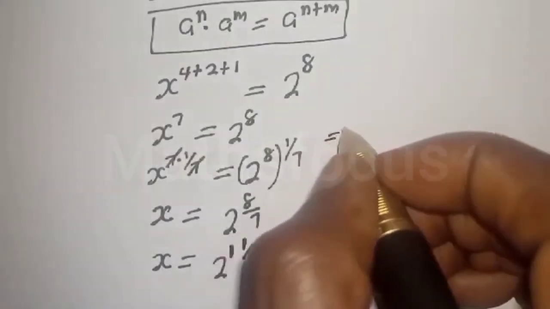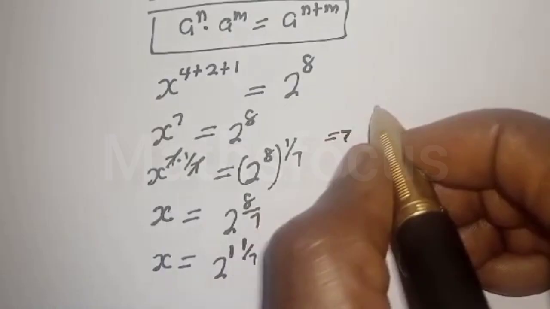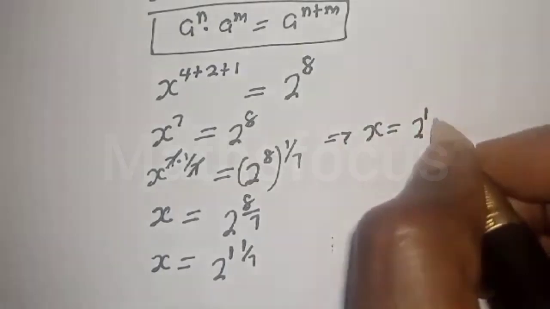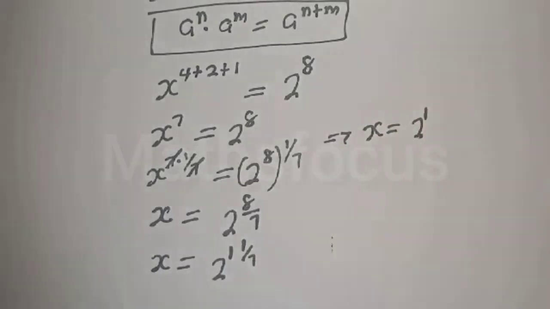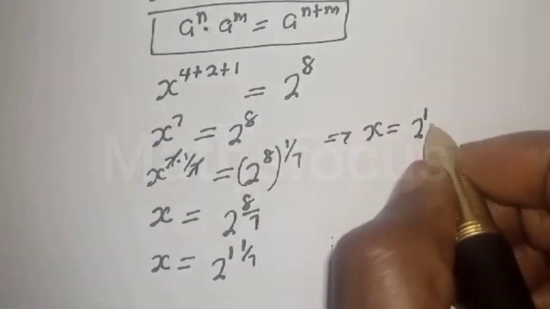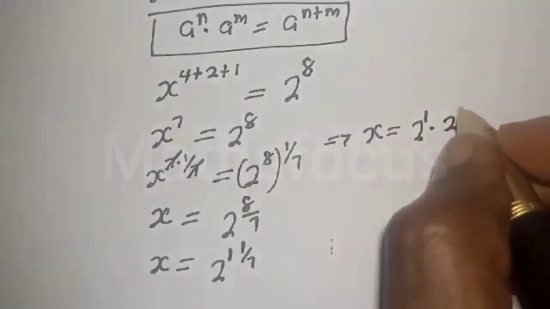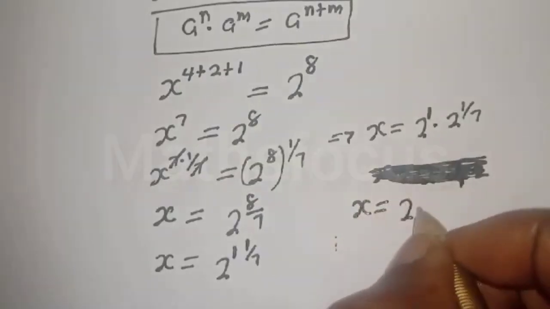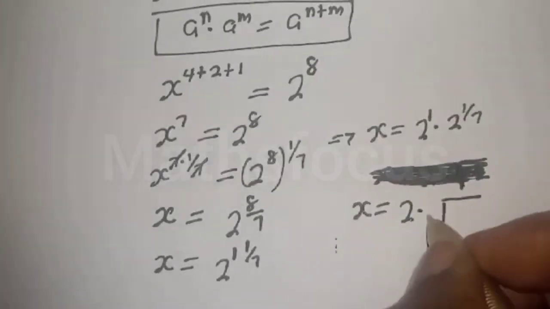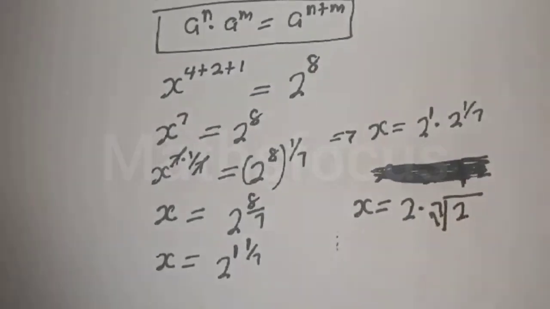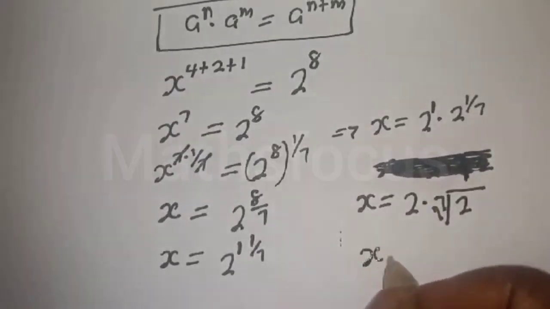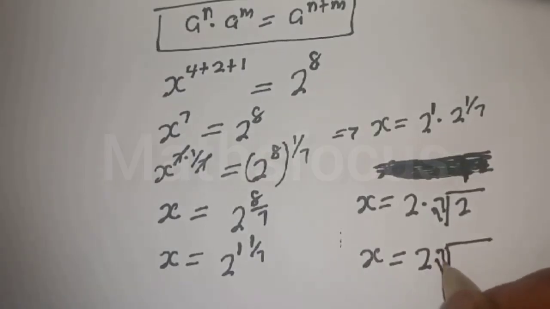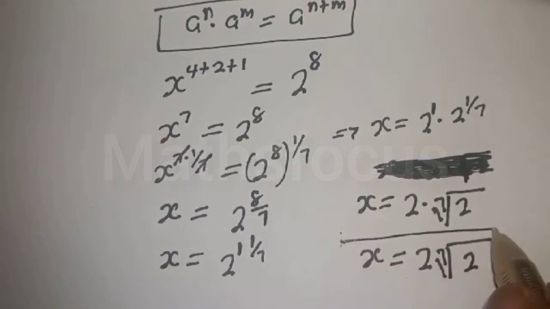This implies that we have s is equal to 2 raised to power 1 multiplied by 2 raised to power 1 over 7. S is equal to 2 multiplied by the 7th root of 2. Therefore, s is equal to 2 times the 7th root of 2. And this is the final answer.